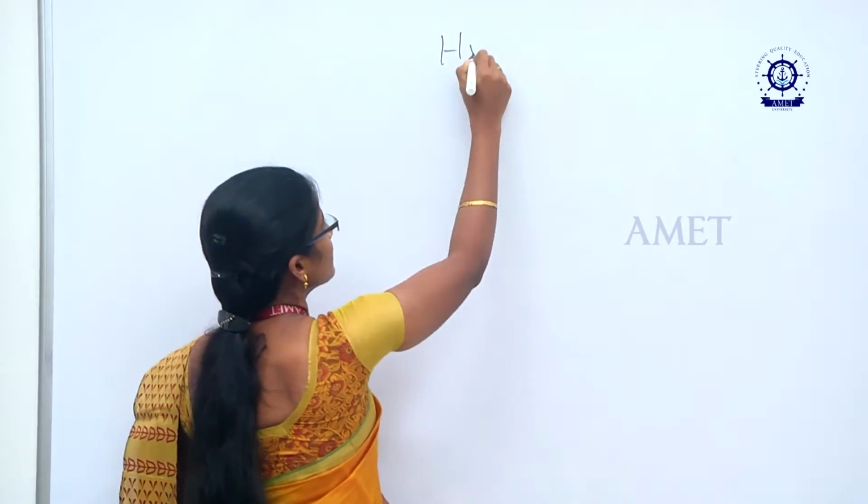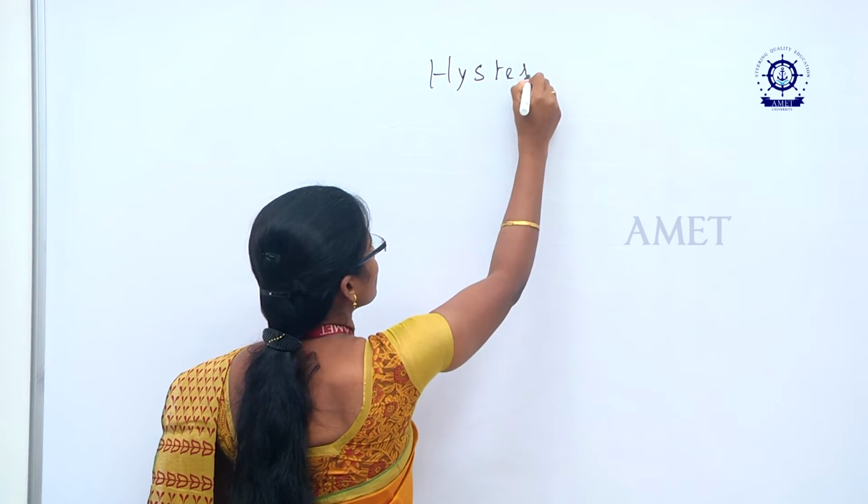Today we are going to discuss the hysteresis process. This process is mainly related to ferromagnetic material. According to the magnetic behavior of every material, we split the materials into three types: dia, para and ferromagnetic material. So in the particular case of ferromagnetic material only, we have to discuss this hysteresis process. So today's topic is hysteresis.